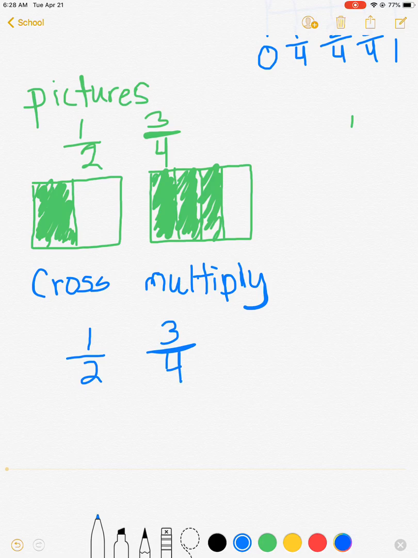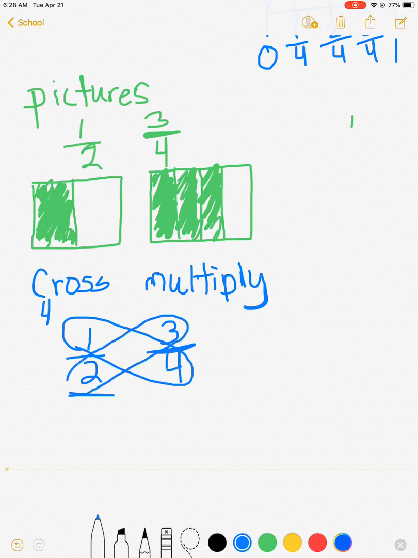So to cross multiply, I take the opposite numerator and denominators of each other, like this, and we multiply them. 4 times 1 is 4. So 4 now represents this fraction 1/2. Now for the other side, 2 times 3. And some of you have said that this is a butterfly method because it looks like we're drawing butterfly wings. 2 times 3, that's 6. Now 6 represents the fraction 3/4. And I know 6 is greater than 4, so 3/4 is greater than 1/2.